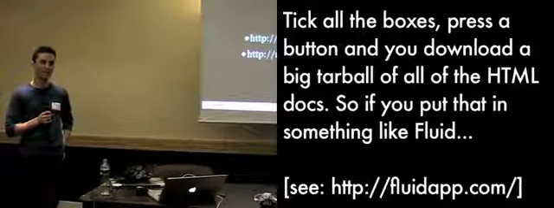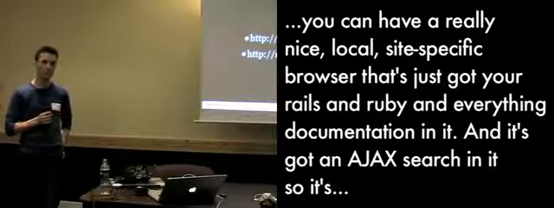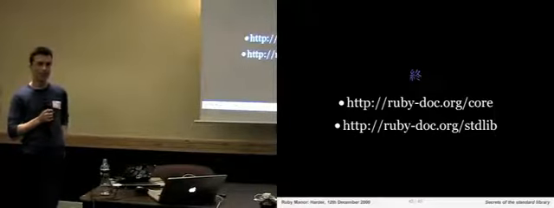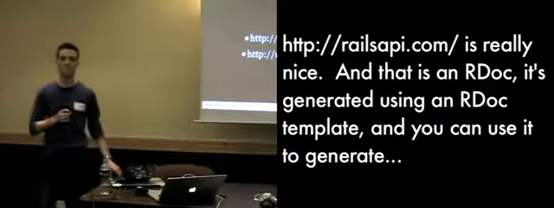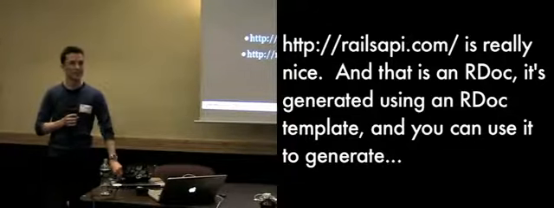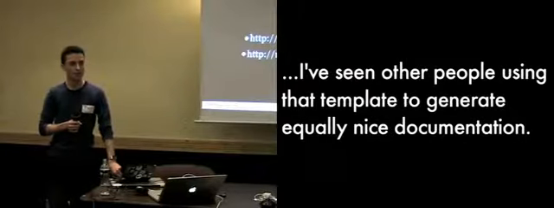So if you put that in something like Fluid, you can have a really nice local site-specific browser that's just got your Rails and Ruby and everything documentation, and it's got Ajax search and stuff. So it's a bit better than the one that's... Yeah, the Rails API. Rails API is really nice. Yeah. And that is an RDoc. It's generated using an RDoc template, and I've seen other people using that template to generate equally nice documentation files.